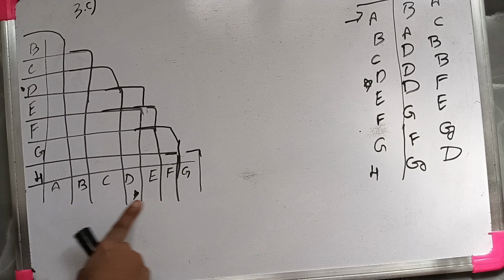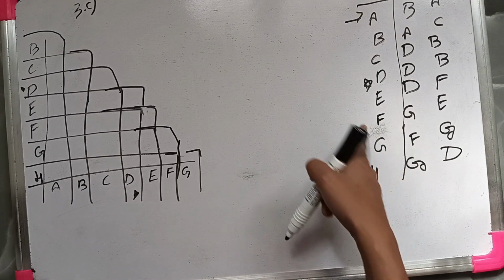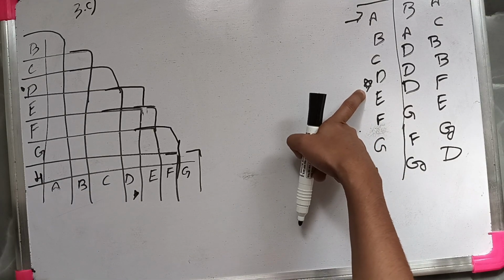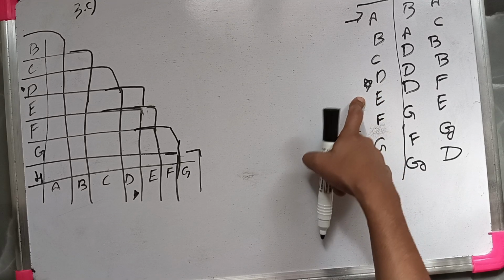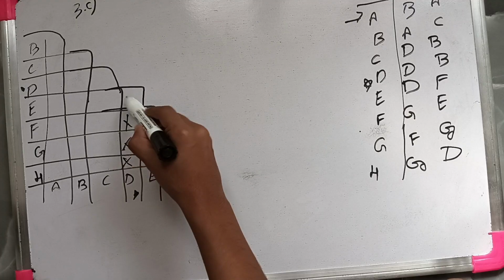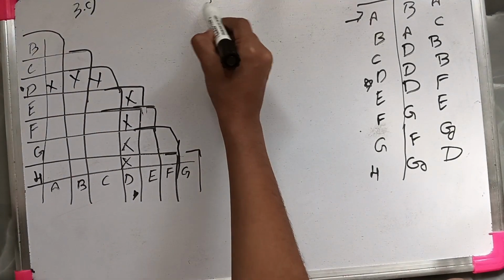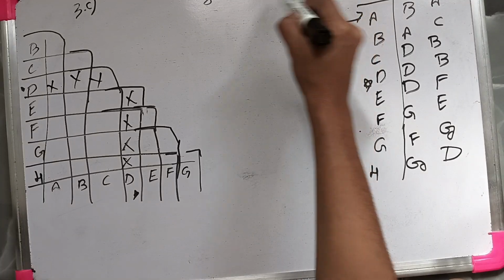Next we need to mark the table in such a way that first look at the final state. So here D is the final accepting state. So mark every row and column of D. Next we need to write the transition and input.